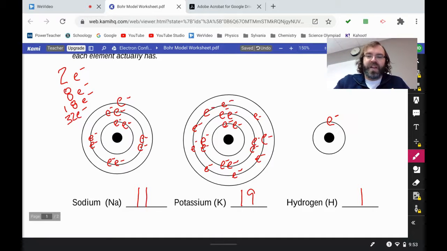There's an extra ring basically on this one. So that's how we draw the Bohr model for our electrons. Hopefully this was helpful.